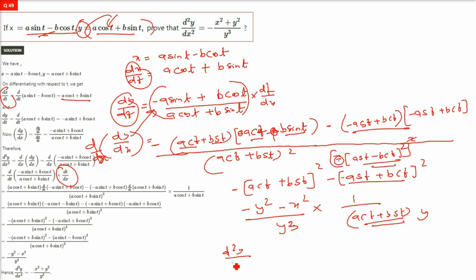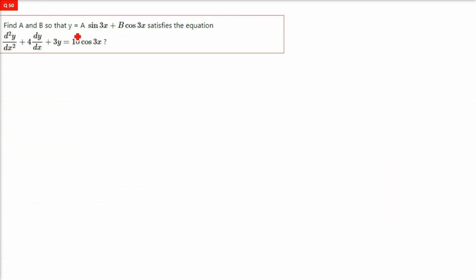So what do you get? d2y by dx2 is equal to negative, you can take outside, x square plus y square divided by y cube, because y square was already there, and that is y one more we got from dt by dx. Okay, find a and b so that y equals a sin 3x plus b cos 3x satisfies the equation.